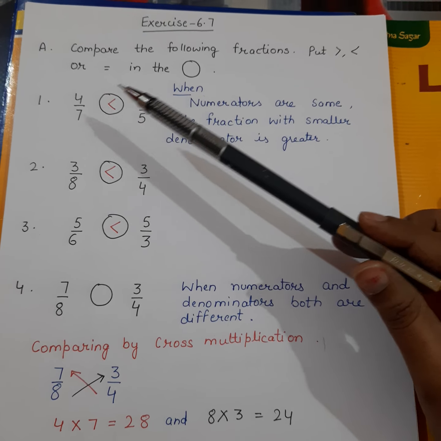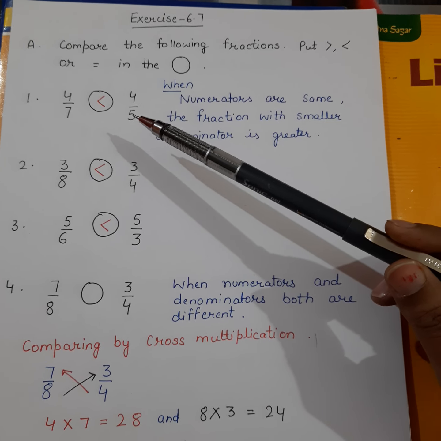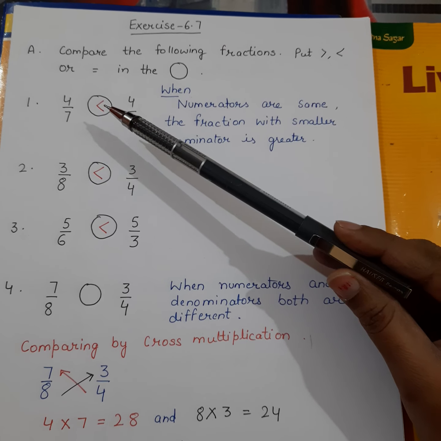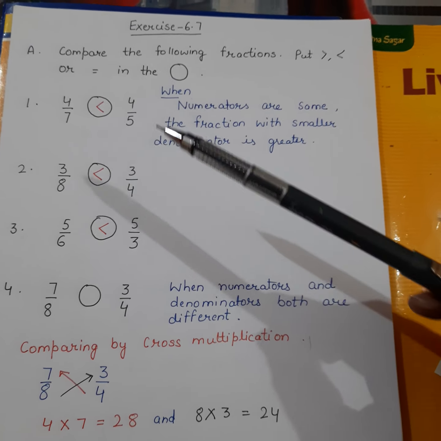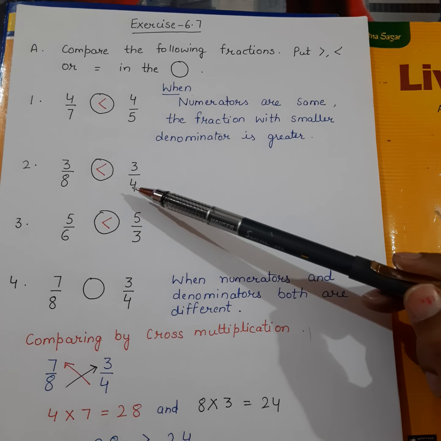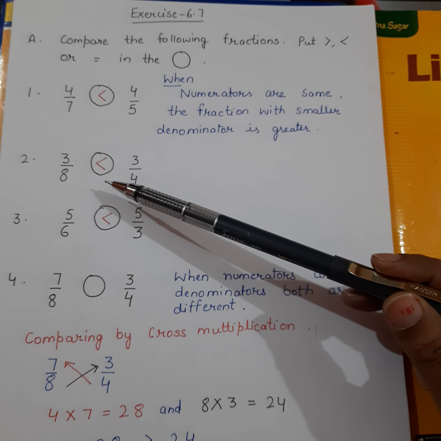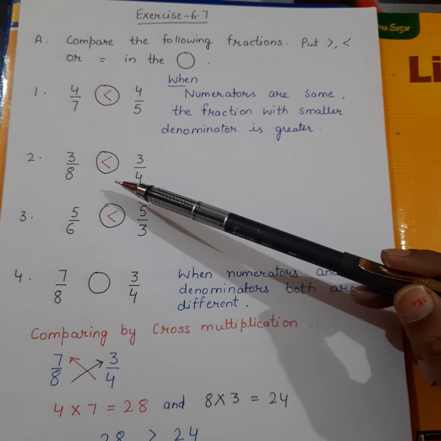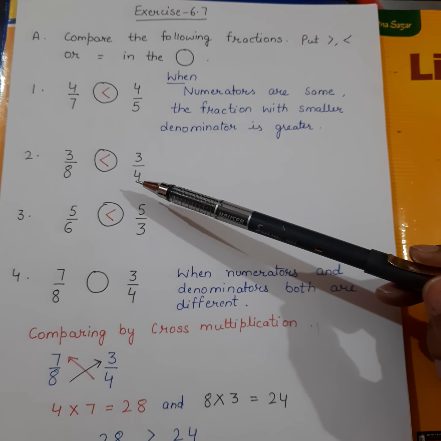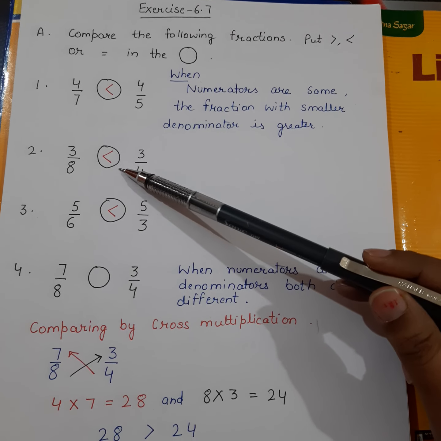So compare, numerators are same. Now compare denominators 7 and 5. Which one is smaller? 5. So the fraction 4 upon 5 is the bigger one, and the sign will come on the side of the bigger one, right? Now 3 upon 8 and 3 upon 4, again numerators are same, denominators different. Keep in mind the fraction with the smaller denominator will be the greater one. Here 8 and 4. Which one is smaller? 4. So 3 upon 4 is the greater one.